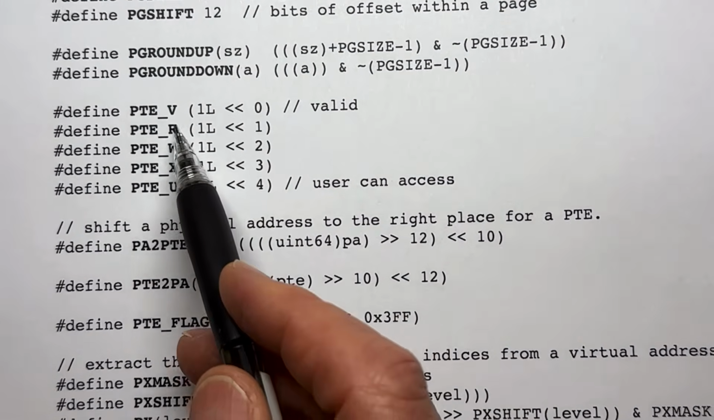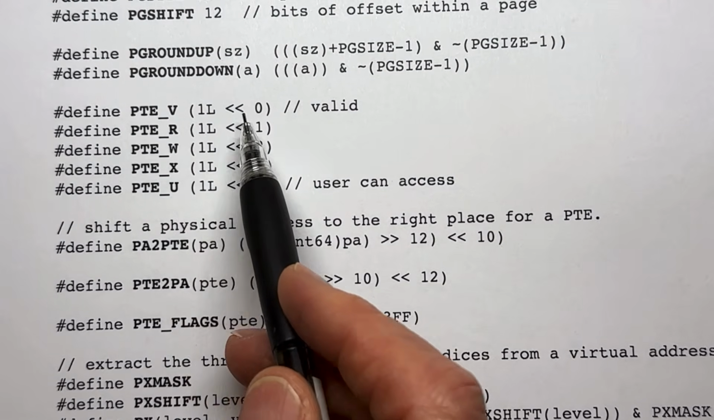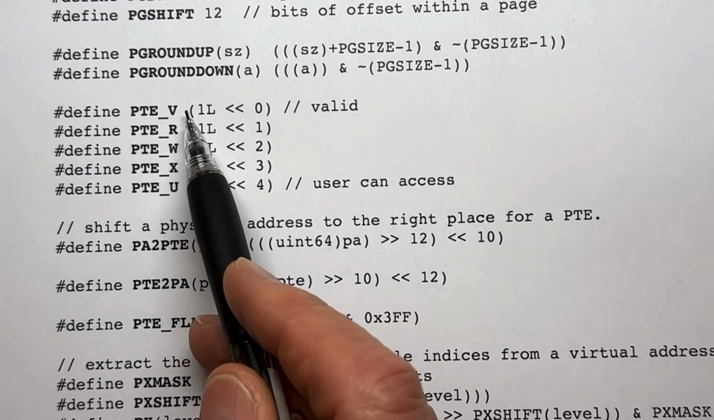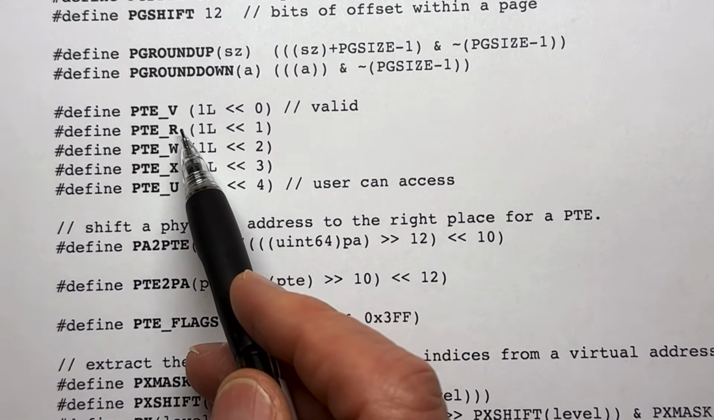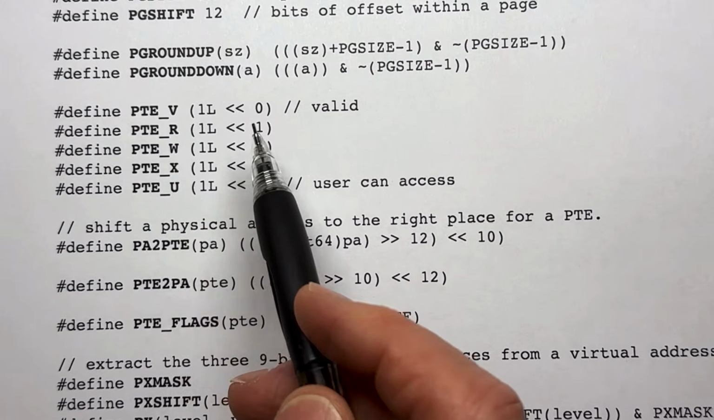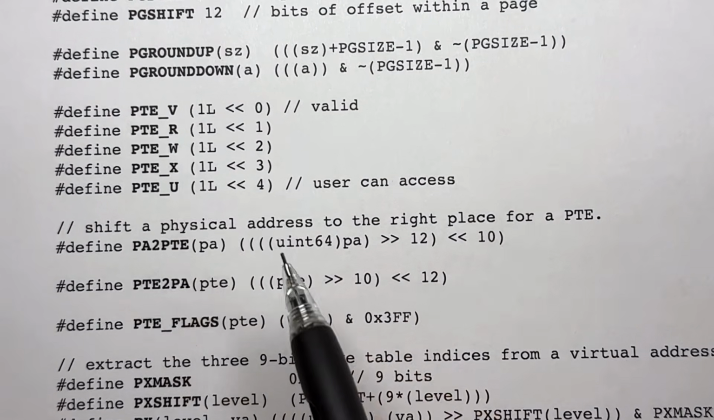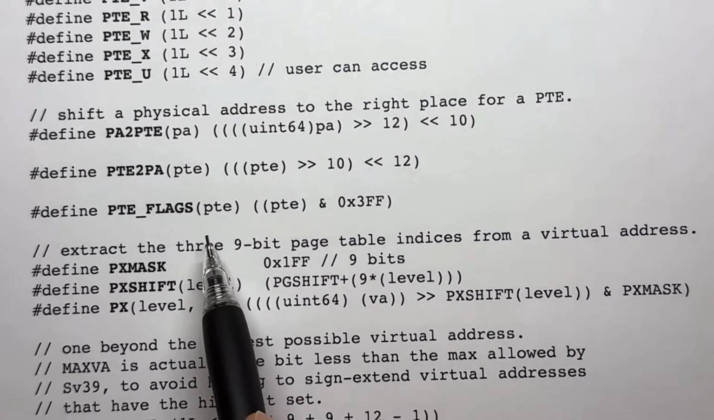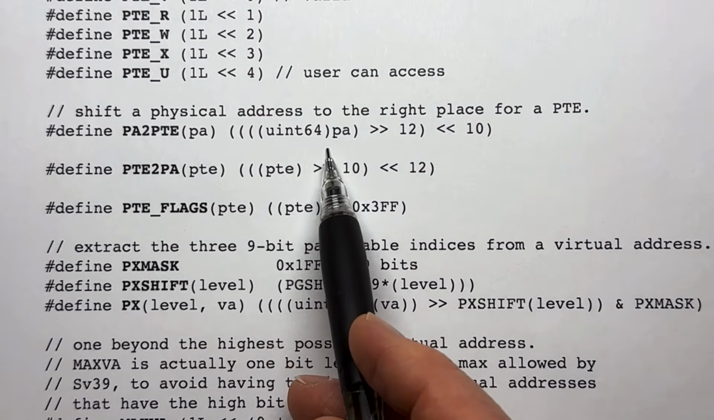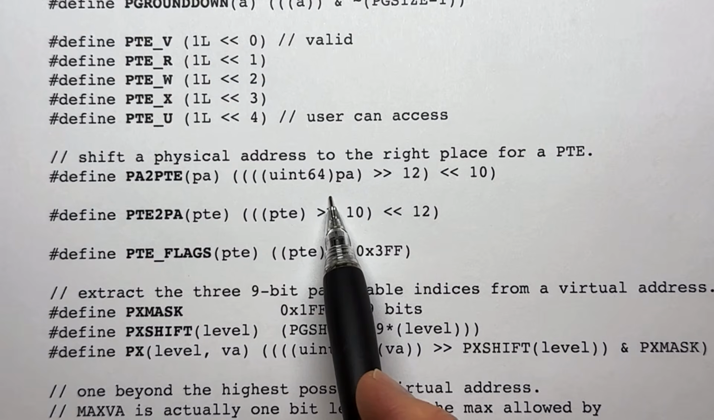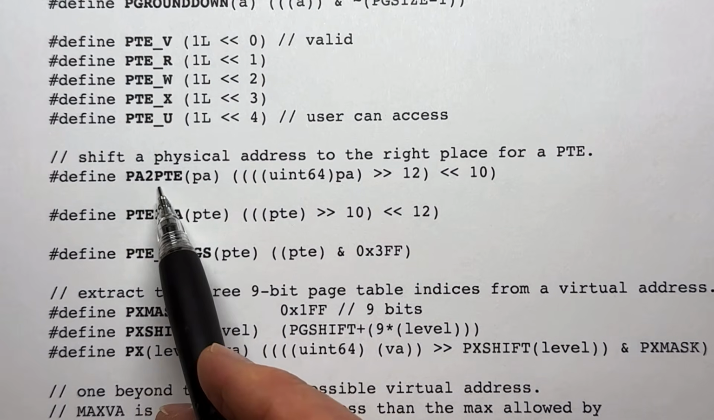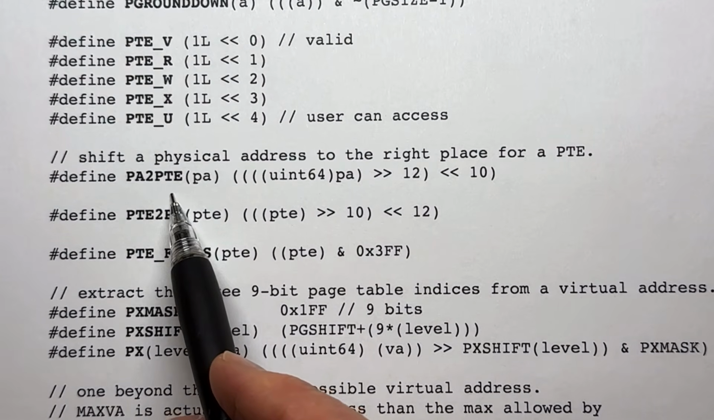The next 5 definitions define exactly where in the page table entry we can find the various protection flags. That is, the valid bit, the readable, writable, and executable bits, and the user bit. Remember that the page table entries in the index nodes don't contain actual addresses. Since all pages are aligned, they only need to store 44-bit page numbers.